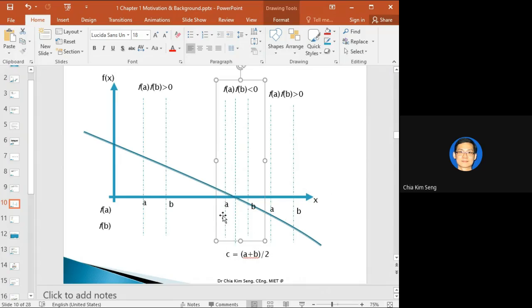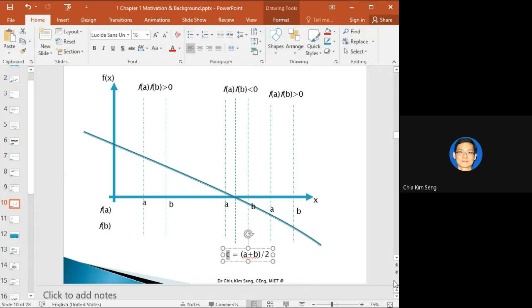Okay, so first we know that A to B, there's one root. Okay, and then we cut half, just like one gate, you cut half. The midpoint we call C. And then now you can test two more, am I correct? A to C and then C to B.